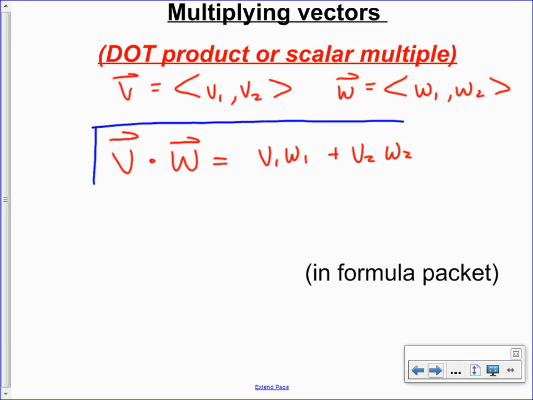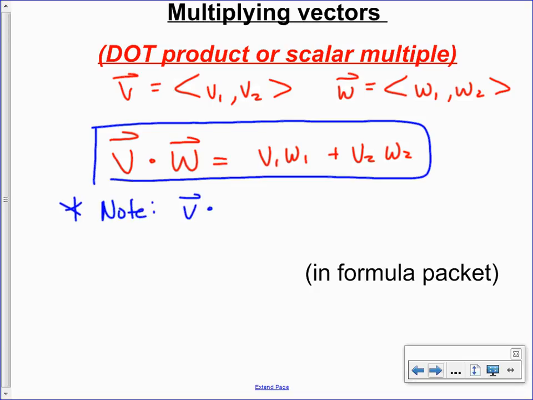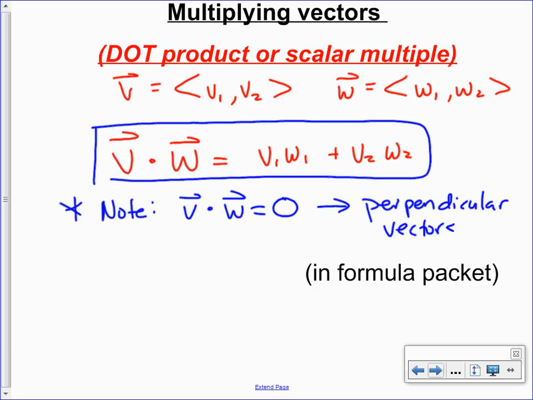Important notes about this one. This is the big formula. Okay? Star. So here's a note, right? If the dot product of B and W is 0, that means the vectors are perpendicular. Okay, so if the dot product is 0, that means they're perpendicular. Okay? Trust me.